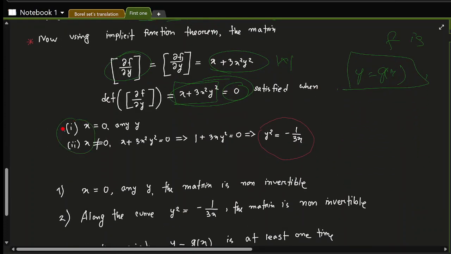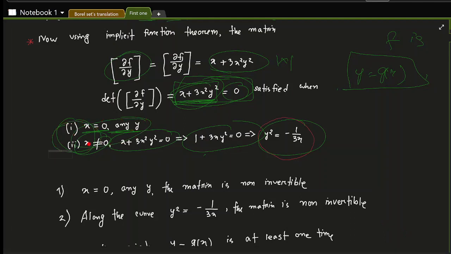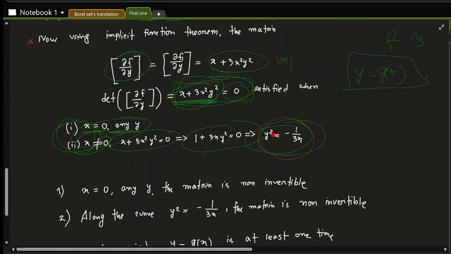So we have two cases here. This matrix will be 0 either if x equals 0 for any value of y, which is evident from this equation, or x will be non-zero, then we will end up with this equation. Now the implicit function theorem predicts that at these points, one or more than one problem could occur. They can be the points where the function g of x might not be differentiable, or they could be points where more than one curve intersect each other, etc.